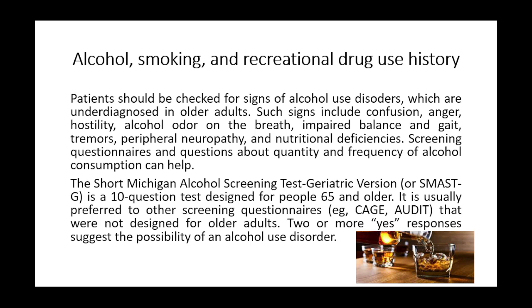Patients should be checked for signs of alcohol use disorders, which are underdiagnosed in older adults. Such signs include confusion, anger, hostility, alcohol odor on the breath, impaired balance and gait, tremors, peripheral neuropathy, and nutritional deficiencies. Screening questionnaires and questions about quantity and frequency of alcohol consumption can help. The short Michigan Alcohol Screening Test, geriatric version, is a 10-question test designed for people 65 and older. It is usually preferred to other screening questionnaires that were not designed for older adults. Two or more yes responses suggest the possibility of an alcohol use disorder.